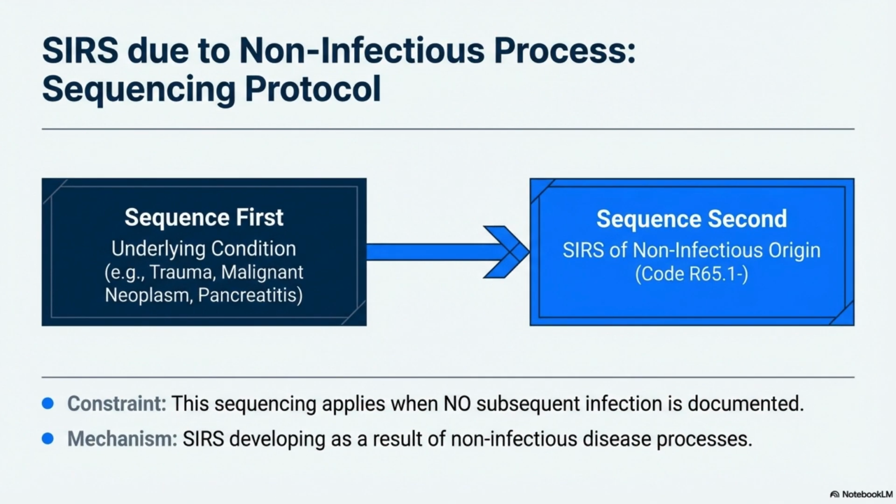When SIRS is caused by a non-infectious condition, like trauma, pancreatitis, or a malignancy, sequencing becomes very important. We always start with the underlying condition first. Then we follow it with R65.1, which captures SIRS of non-infectious origin. This sequencing applies only when there's no infection documented. If an infection is present, we follow the sepsis guidelines instead.